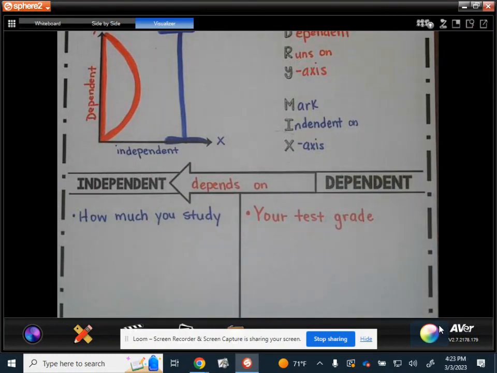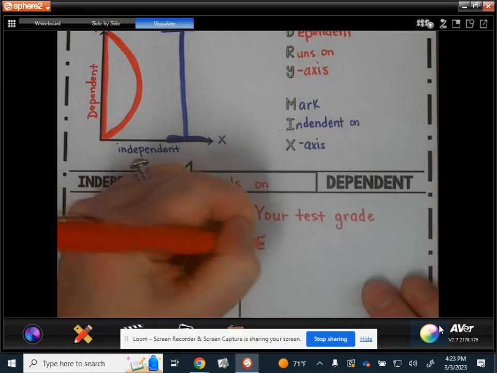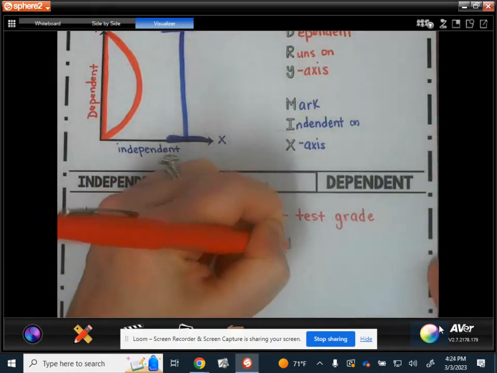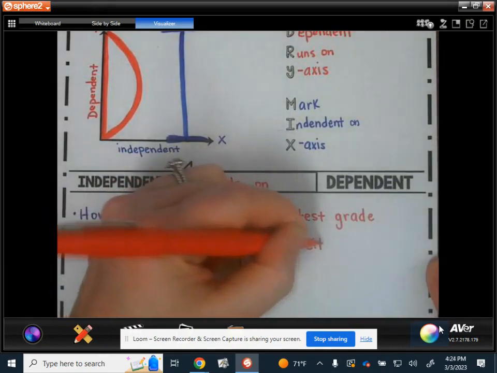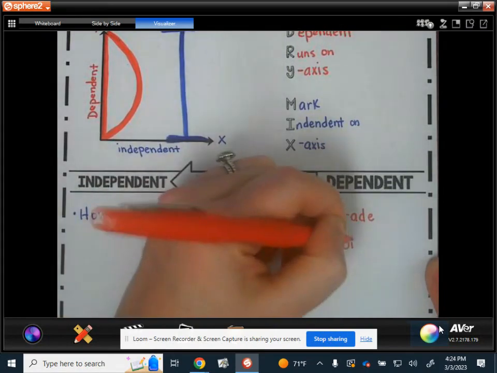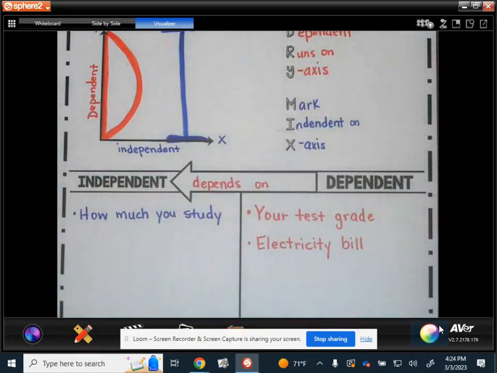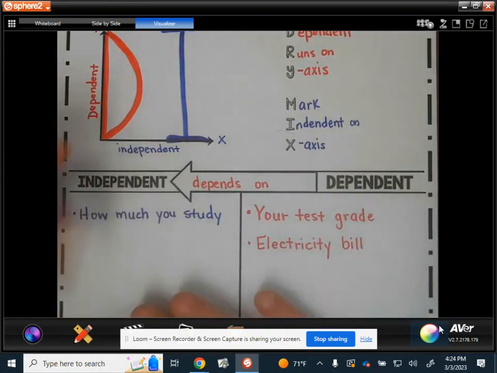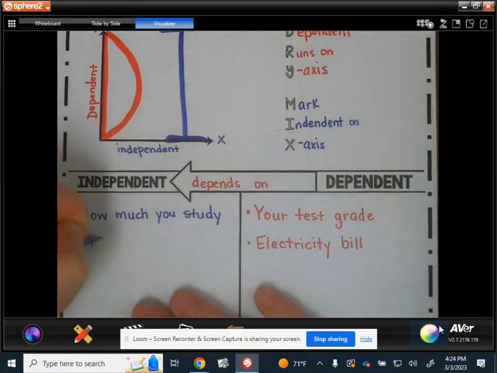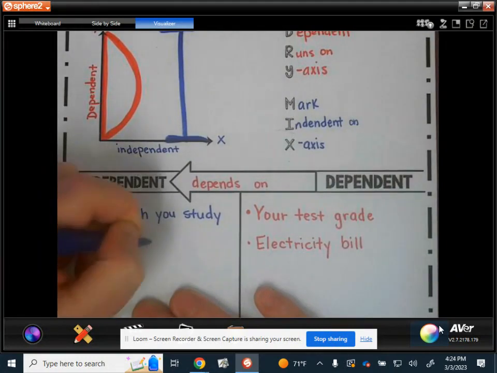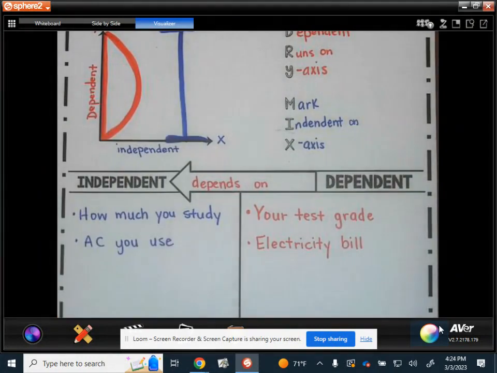Another thing that is dependent is your electricity bill. Hopefully, you don't have to pay an electricity bill for a while. But the electricity bill depends on a lot of things. And in Texas, especially during the summer, that depends on how much AC you use. If you like to crank the AC down and have it nice and ice cold in your house, you're going to pay more on your electric bill.